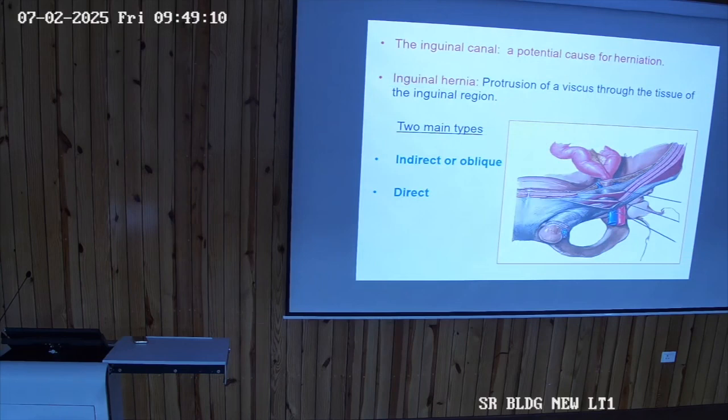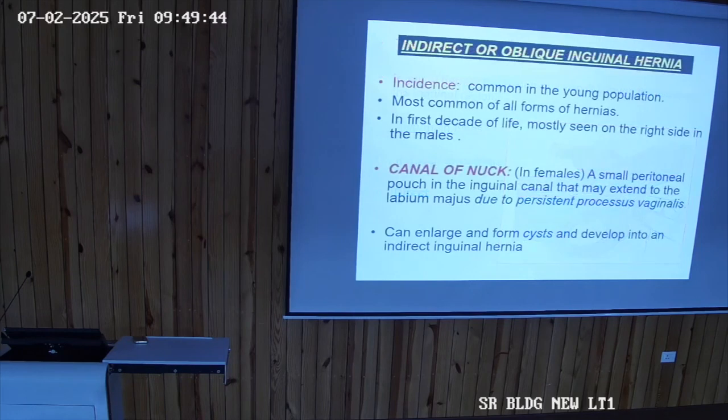So inguinal hernia is of two types: the indirect or oblique and direct. Indirect will occur through the deep ring. The contents will enter through the deep ring and they will come out through the superficial ring. Direct will occur through Hesselbach's triangle. You have to remember Hesselbach's triangle, which is medial to the inferior epigastric artery. So direct will be medial to the inferior epigastric artery, and indirect will be lateral to the inferior epigastric artery.